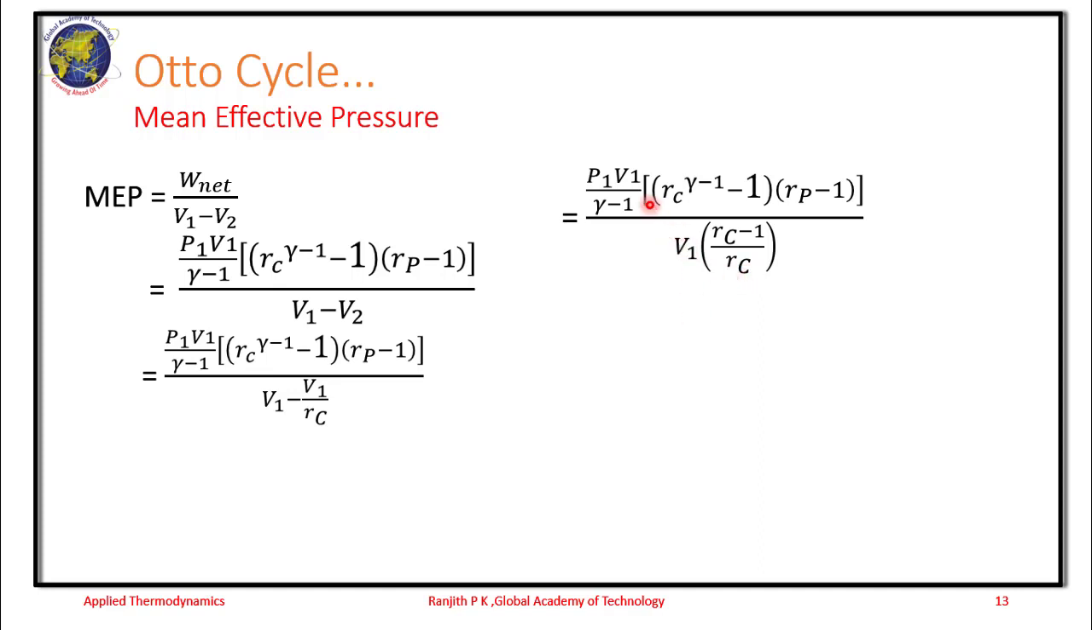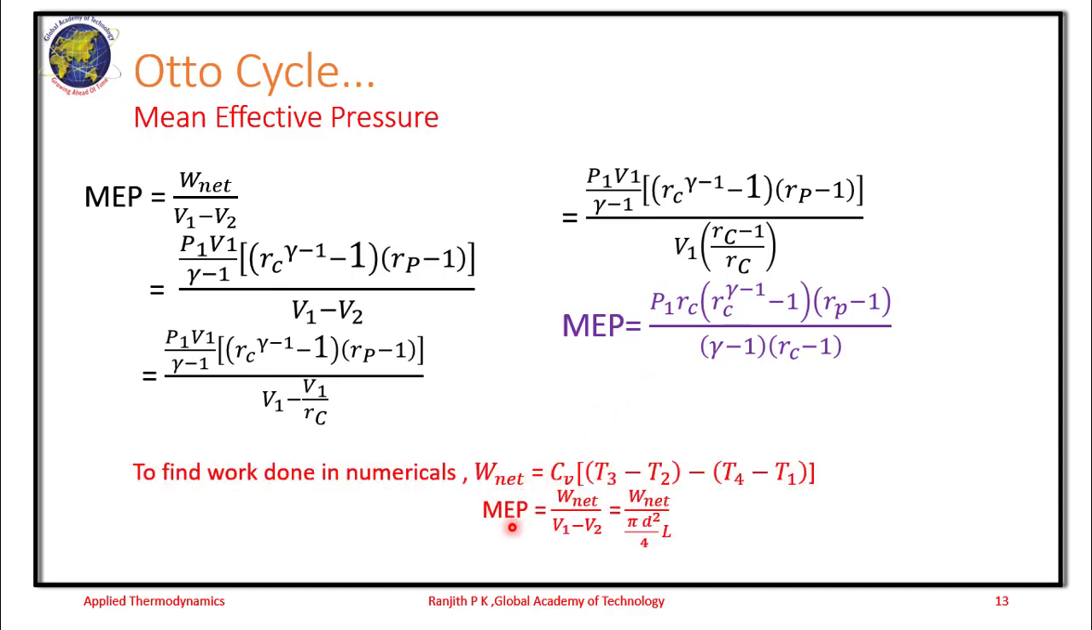We have V1 in both the numerator and the denominator. So the final expression for the mean effective pressure is written as P1 Rc into Rc power gamma minus 1 into Rp minus 1 divided by gamma minus 1 into Rc minus 1. This Rc is written in the numerator. Okay. So this is the final expression for mean effective pressure. However, we do not use this very often for solving the numericals. What we do is we use the net work done in terms of heat supplied and rejected, and we take this displacement volume as pi d square by 4 into L, and that is how we end up calculating the mean effective pressure.